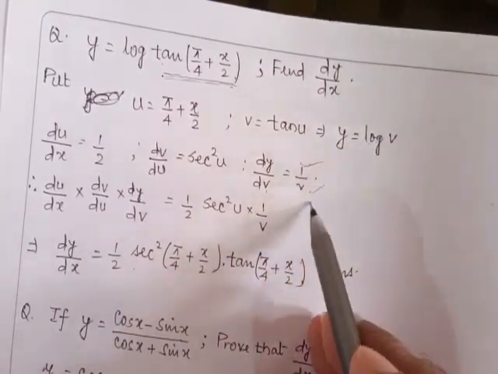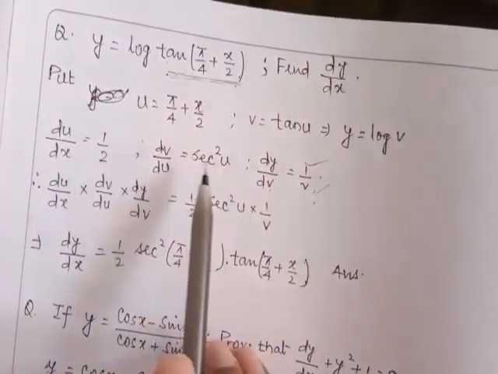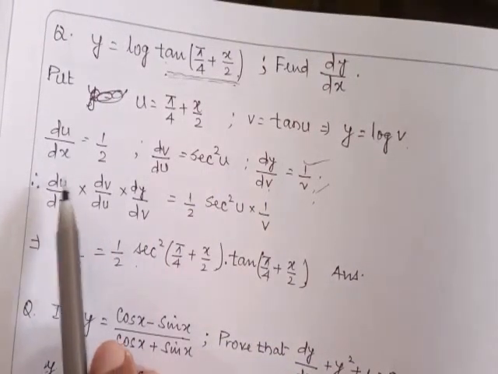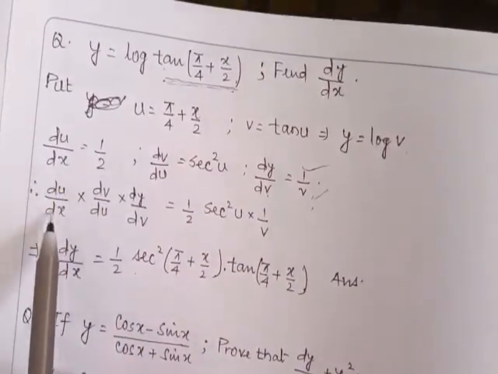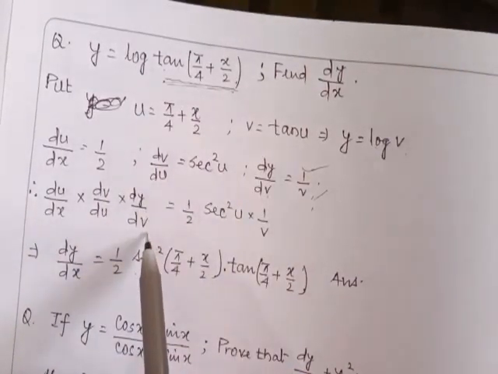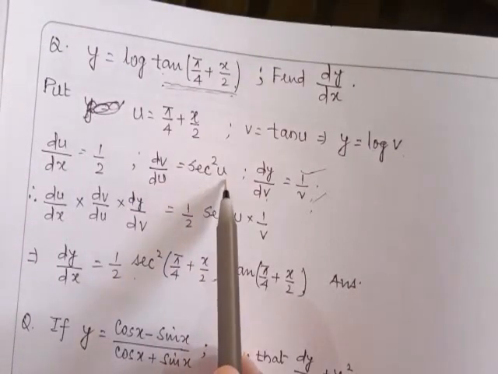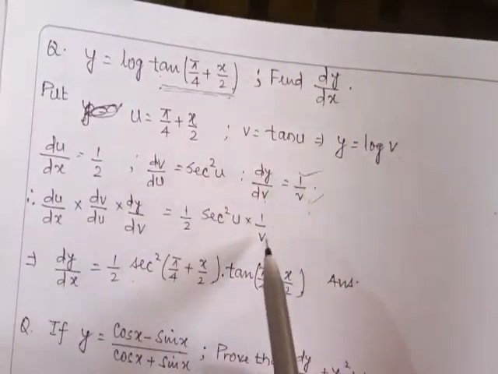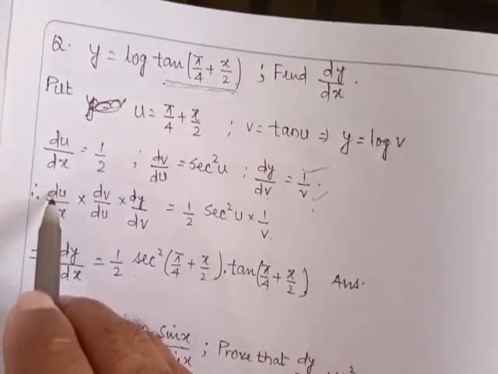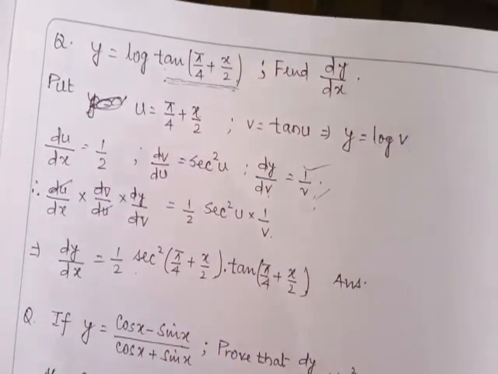Now multiply all three differentiations. Then on the left side we have du by dx into dv by du into dy by dv, and on the right side 1 by 2 into sec square u into 1 by v. After cancellation, du and du should cancel. Similarly, dv and dv should cancel. Only dy by dx is left.